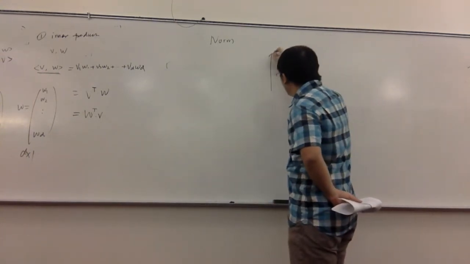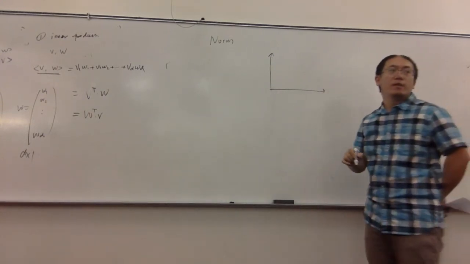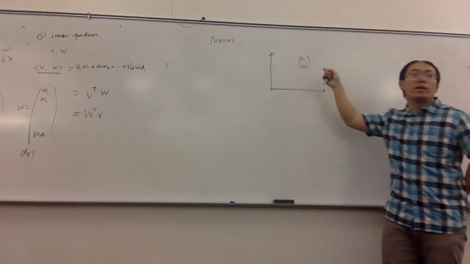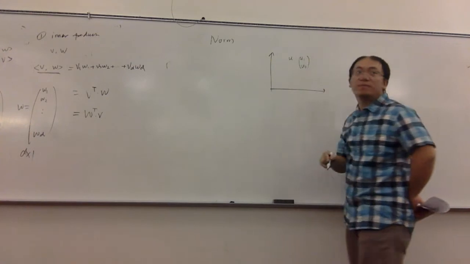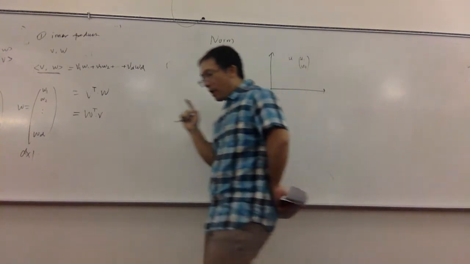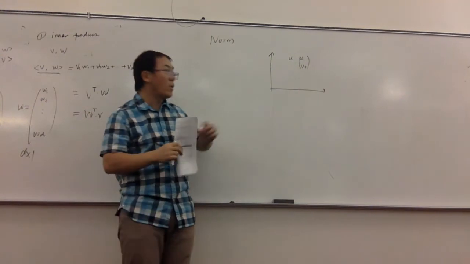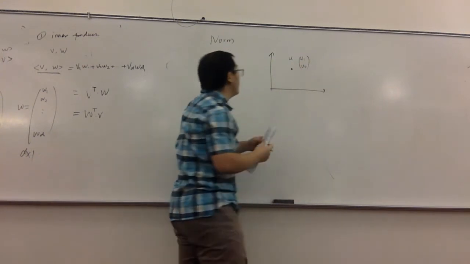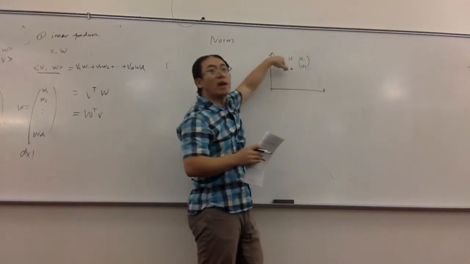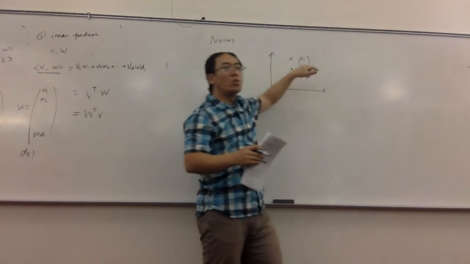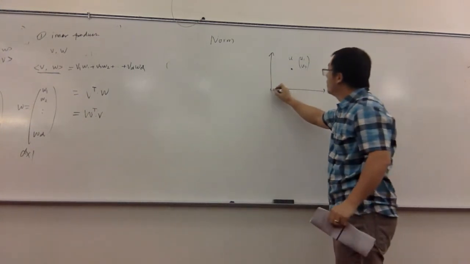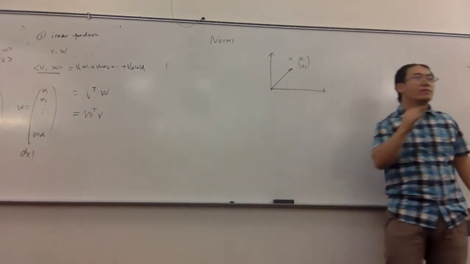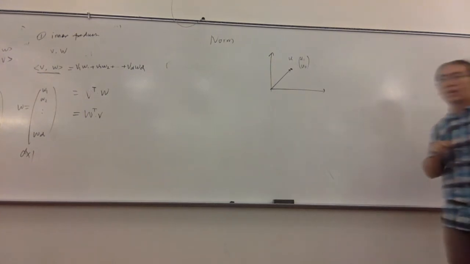Suppose in this two-dimensional space, a two-dimensional vector is represented by u1, u2. Suppose this is a vector u. We know that a vector in a two-dimensional space can also represent a point in this space. Suppose this is a point, and its x coordinate corresponds to u1, and its y coordinate corresponds to u2. So what's the length of this vector? How can we compute the length of this vector?